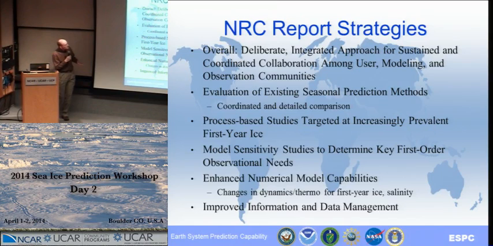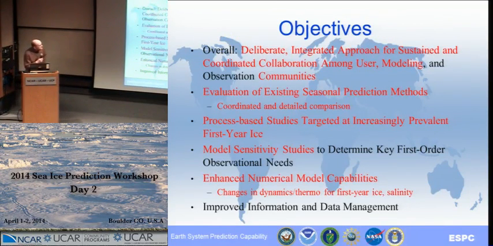But if you look at the NRC report strategies, what we ended up coming up with was pretty much taking those NRC priorities and trying to define a model around it. So again, trying to unify the community around some of these things, evaluating the existing seasonal prediction methods, looking at potential process-based studies or experiments, particularly focused on this change to first-year ice, model sensitivity studies, and then continued model development. And that's sort of what shows up in the Sea Ice Prediction Network and a lot of the work that many of us are doing.